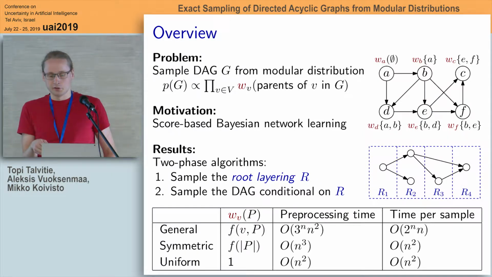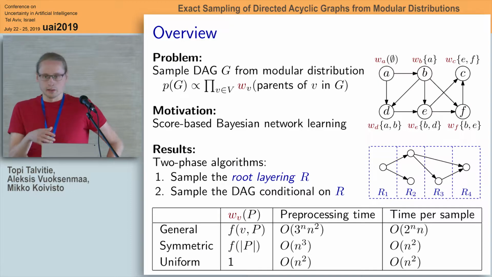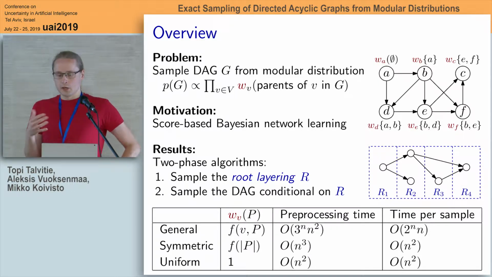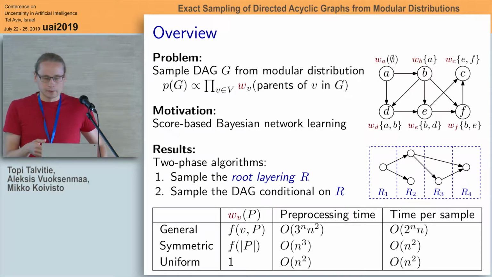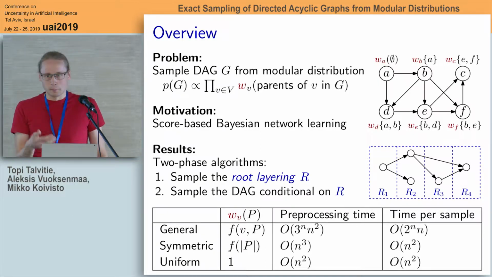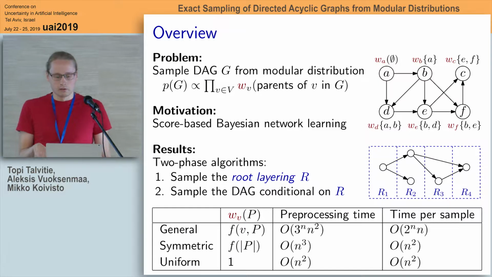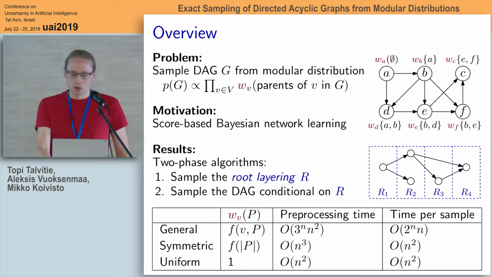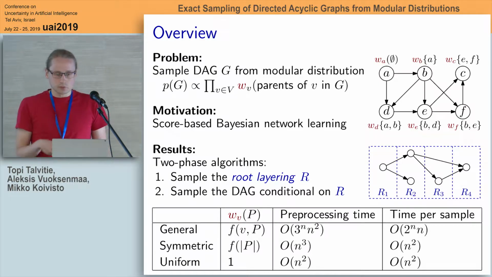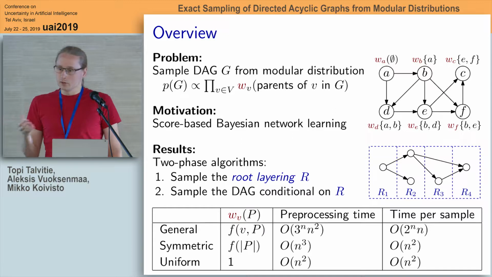The reason we consider distributions like this is that if we do Bayesian network learning using a Bayesian score, then the posterior distribution over the Bayesian network structures will be a modular distribution. So it's a basic problem in Bayesian network learning, because we want to sample from the posterior distributions. The contribution in our paper is mainly combinatorial and algorithmic.